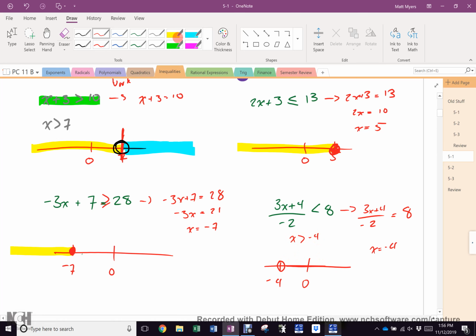And we check with 0. What's 0 plus 4? 4. What's 4 divided by negative 2? Is negative 2 less than 8? So 0 is part of the answer, which means everything on that side is part of the answer. Are we all good? Yeah? Okay. Now wait for it.